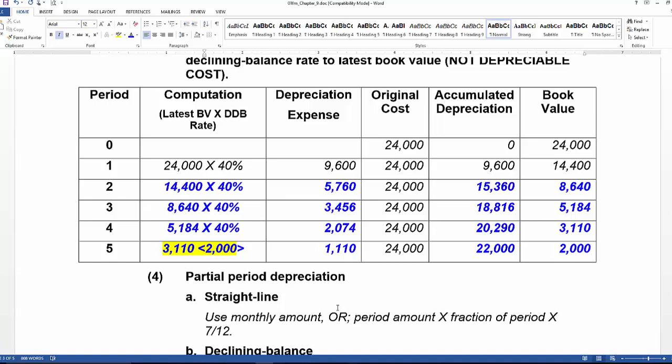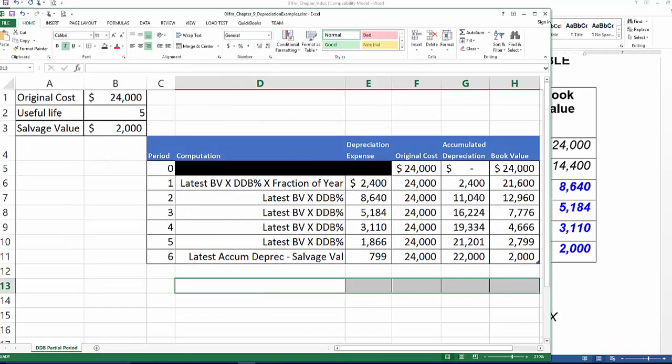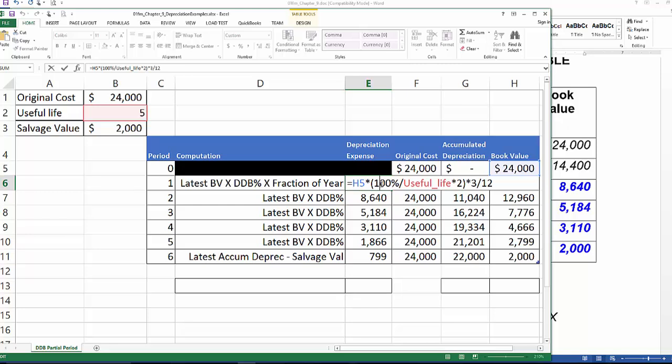However, with declining balance, it's quite a bit trickier. And the reason why is because you need to actually modify your table at the beginning of the period. So if we were going to buy this same asset, useful life 5 years, salvage value $2,000, and I bought it 3 months into the year, then my depreciation expense for this period would be my book value, 24,000 as of period 0, times my straight line rate, 100% divided by 5 years, times 2, so that's doubled, times 3/12 of a year.